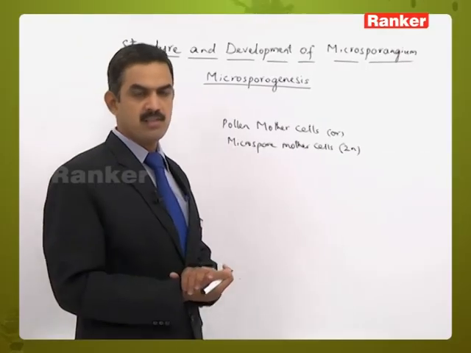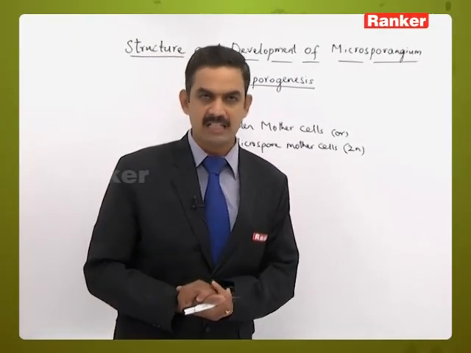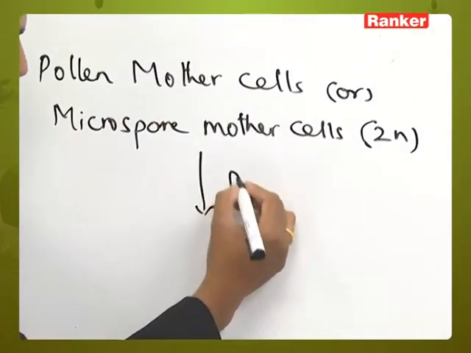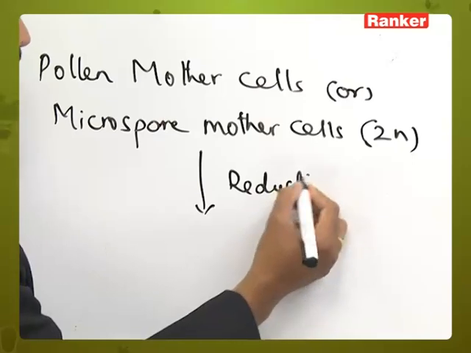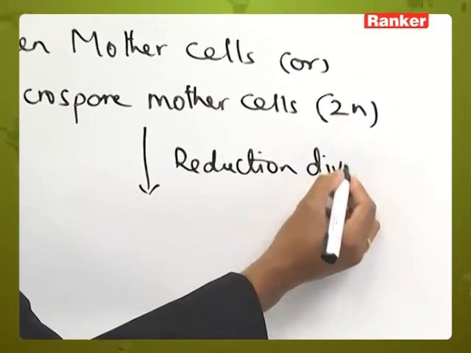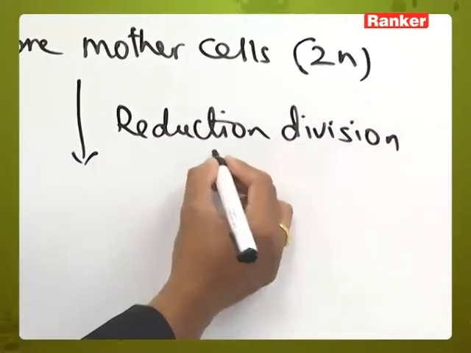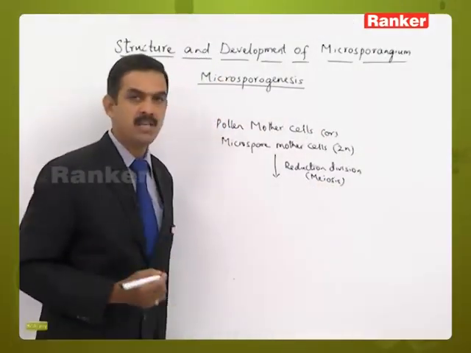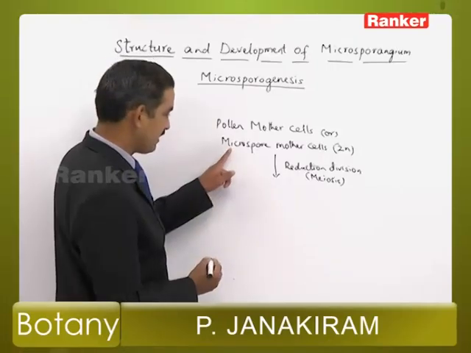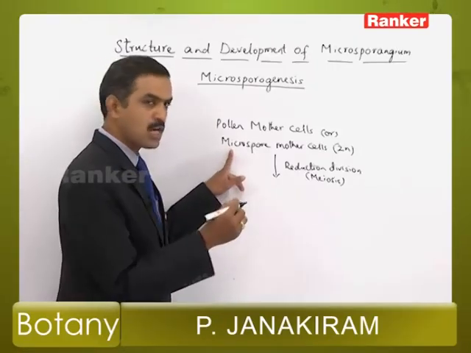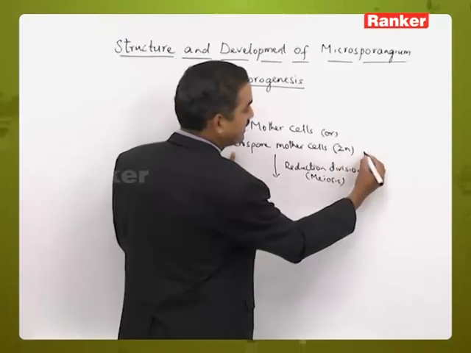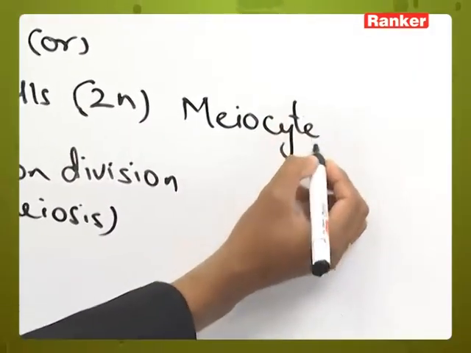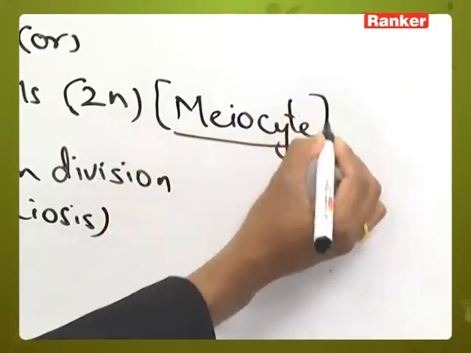The microspore mother cells which are present inside the pollen sac will undergo meiosis. That is what we consider as a reduction division. So when any cell is undergoing reduction division, the number of daughter cells which are formed will be 4. And here the microspore mother cell, as it is undergoing meiosis, we can consider this as a meiocyte. Any cell which is undergoing meiosis is called a meiocyte.